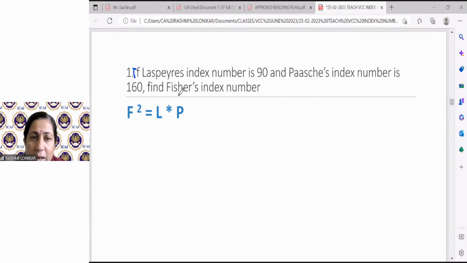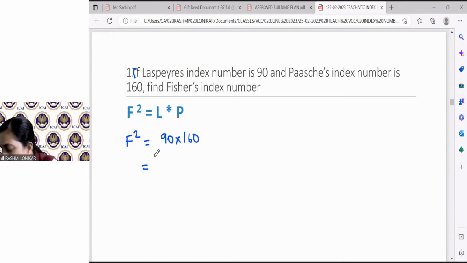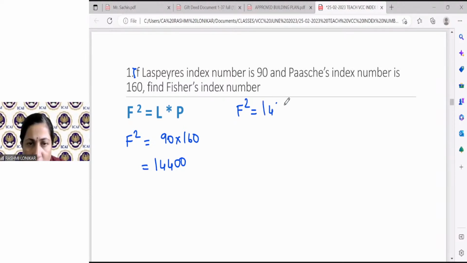So what are we asked? Fisher. So F square is equal to L, Laspeyres is how much? 90, into Paasche, how much? 160. So how much is this? 160 into 90 is 14400. Okay, so Fisher square is equal to 14400. So F is how much?